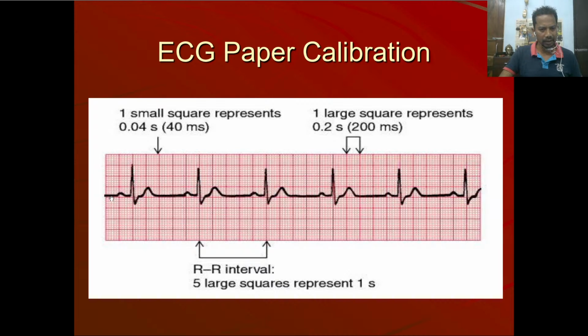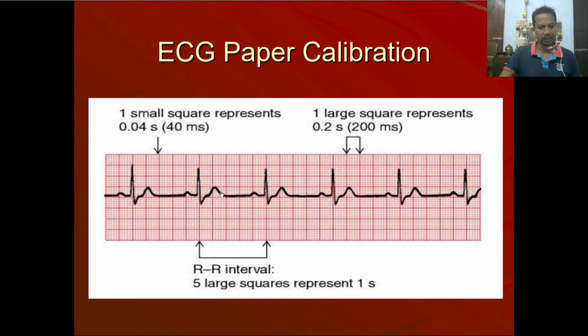And this is the isoelectric line, where all the complexes will start and end. You can see the P wave is starting from here and ending at the isoelectric line. QRS is starting at the isoelectric line and ending at the isoelectric line.